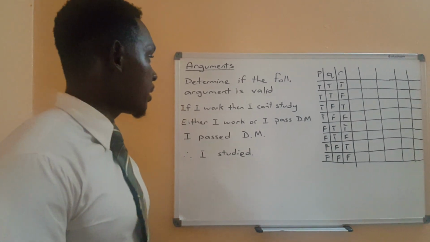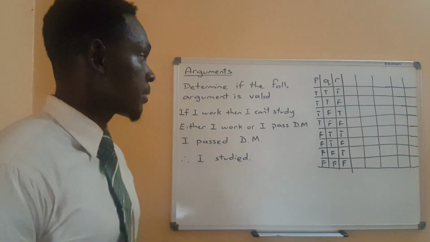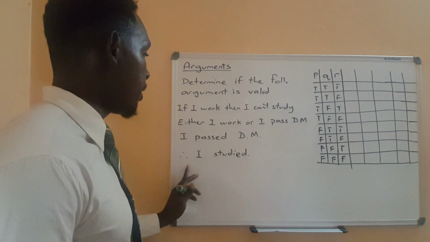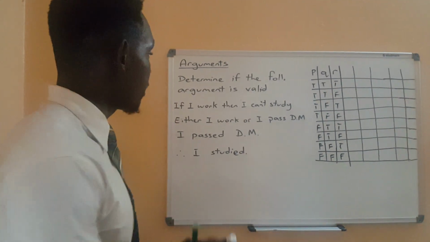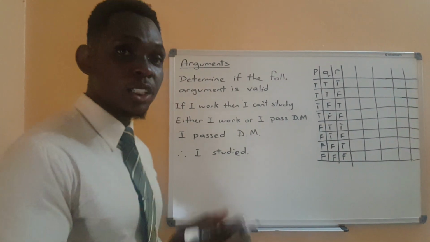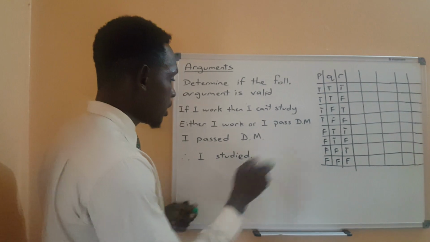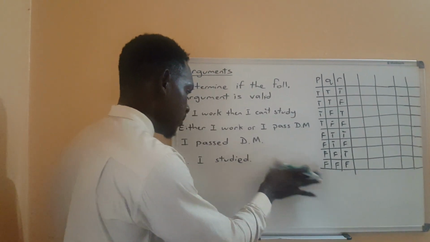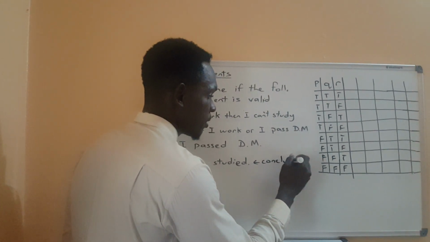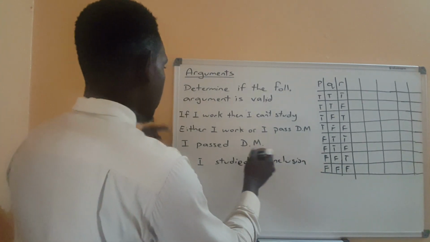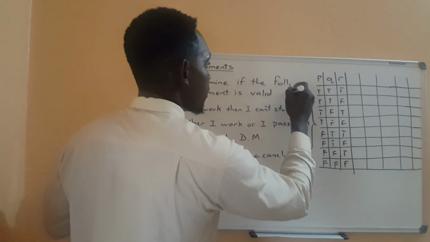So here we have the argument: if I work, then I can't study. Either I work or I pass discrete math. I passed discrete math, therefore I studied. So we'll start by identifying our premise first. The last statement, usually the one that comes after the therefore, is our conclusion. So this here is our conclusion, and these other statements here form our premise.